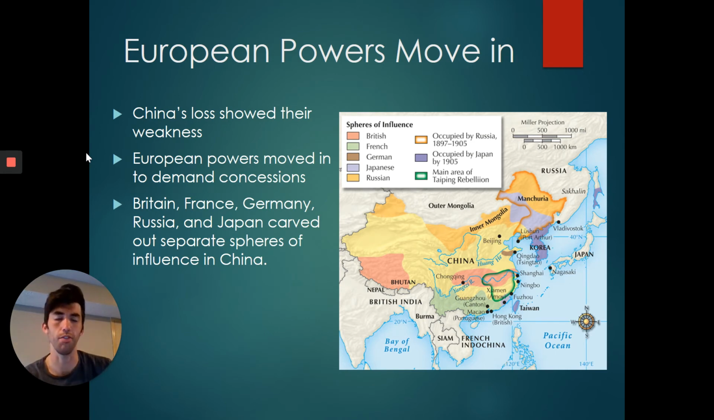These are more like parasitic relationships because Britain, France, Germany, Russia, and Japan are getting more benefits than they're bringing to China, right? China is losing its power, its resources, its wealth, and not really getting anything out of it. So there are different spheres of influence now within China.